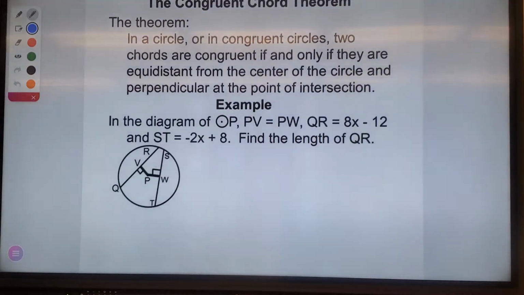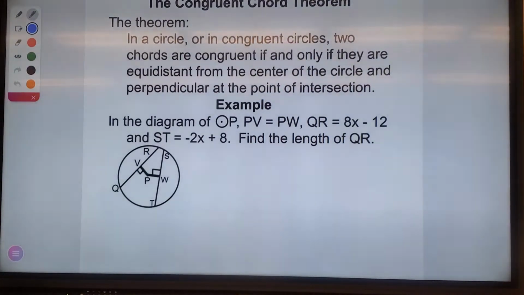And the last section of this, the congruent chord theorem. Notice that this one's kind of a lengthy one, but bear with me. The theorem says in a circle or congruent circles, so I could have two circles side by side or on opposite sides of the paper, then two chords are congruent if and only if they are equidistant from the center of the circle and perpendicular at the point of intersection.